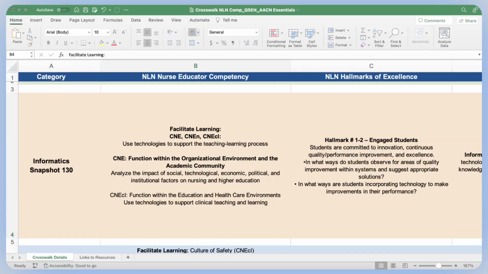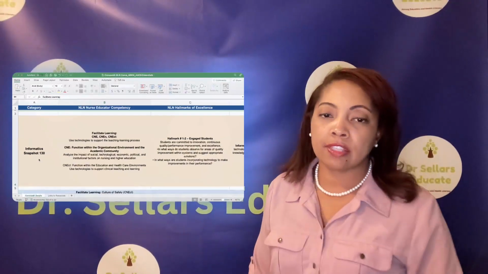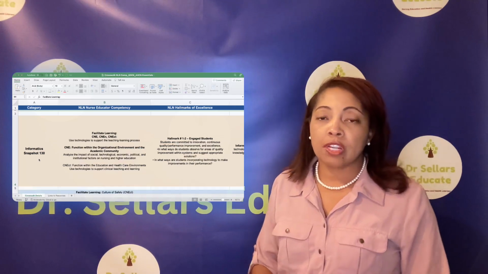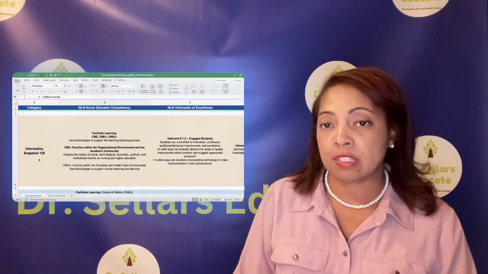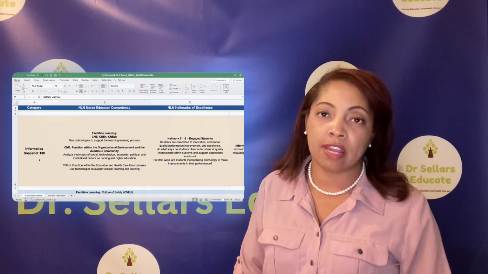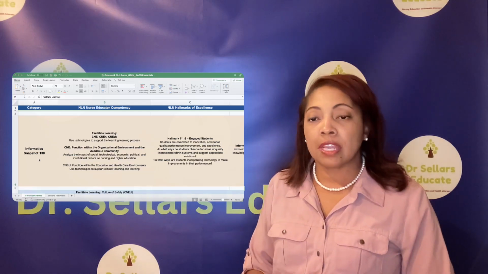And then the last one is related to C&ECL. Functioning within the education and healthcare environments, we want to be able to teach our students and introduce them starting in the classroom and then making sure they have hands-on experience in the skills lab, the simulation setting, before they arrive in the healthcare environment. We want to think about how we can introduce these technologies in the classroom, starting with utilization of our textbook vendors. So there's so many resources now that our textbook vendors can provide to us.